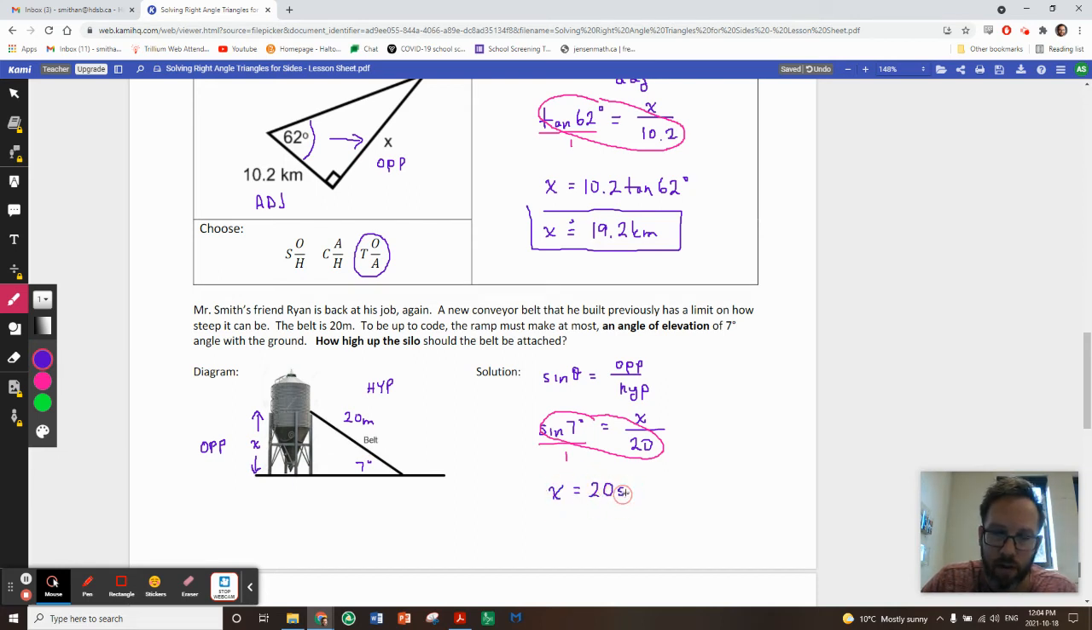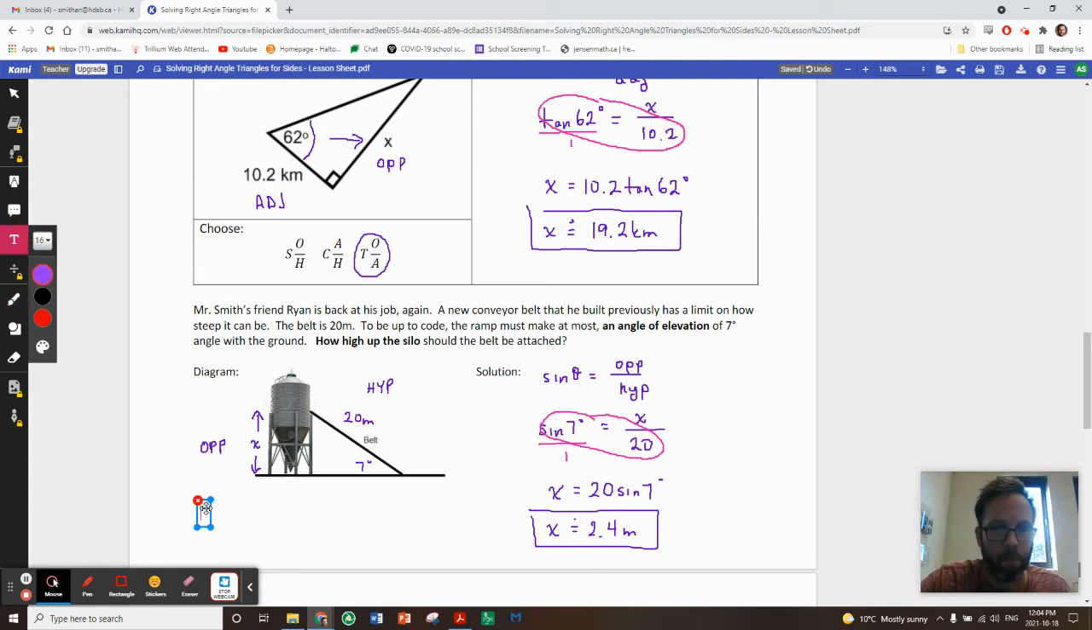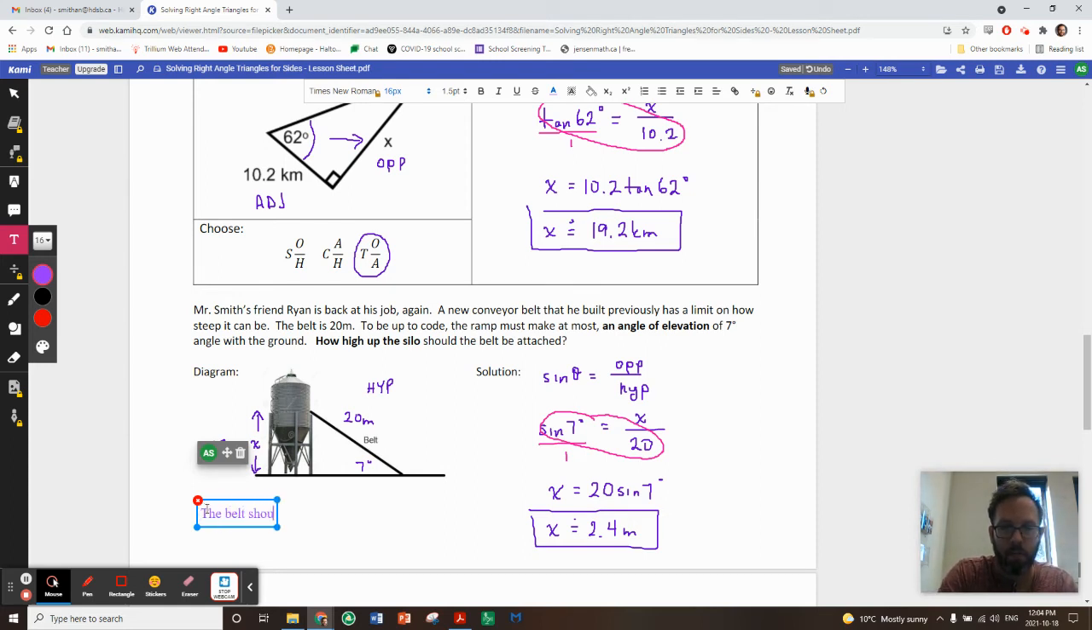But 20 times the sine of 7 degrees, I don't think that's going to be too high. Just don't anticipate that being more than a couple of meters. 20 times sine 7. Okay, it's about 2.4 meters. About 2.4 meters. And again, if Ryan wanted to be very precise, he would keep more accuracy. But the belt should be attached about 2.4 meters above ground.